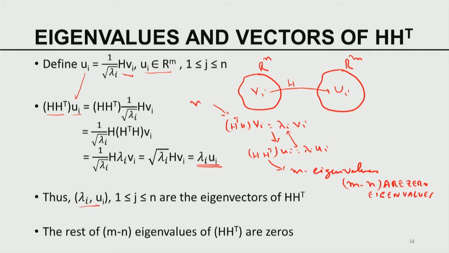Therefore, lambda I, u I are the eigenvalue and eigenvectors of H transpose. The rest of the m minus n eigenvalues of H transpose are 0. So we talked about the positive semi-definiteness of this matrix H transpose H. Now, these are the general results. I would like to concentrate on the definition of this, and that is what is going to help us to be able to look at the linear transformation leading to SVD.